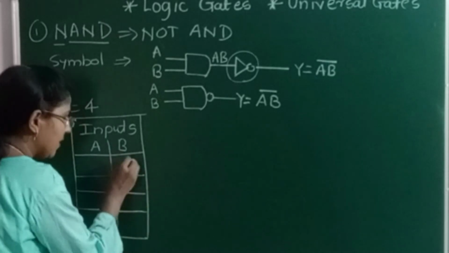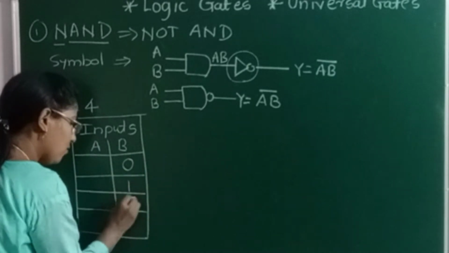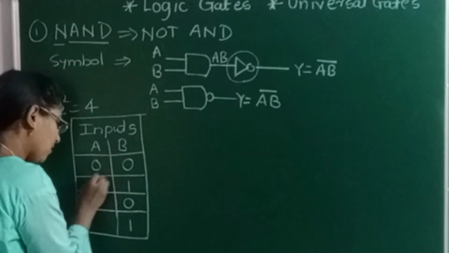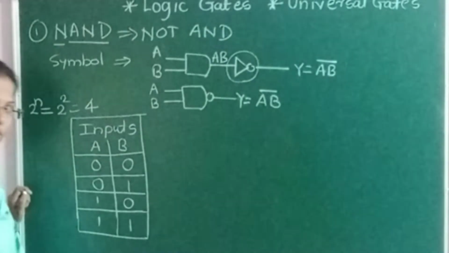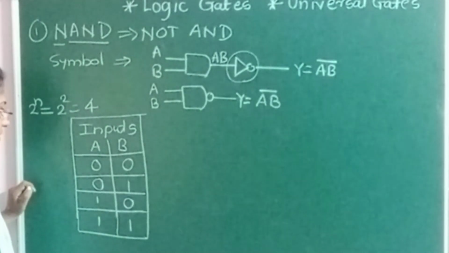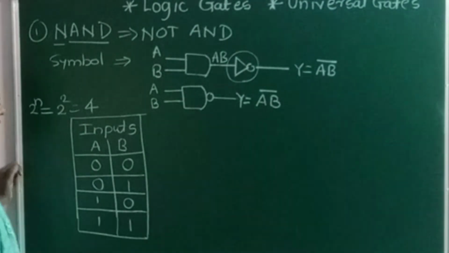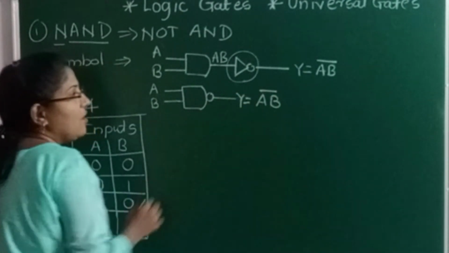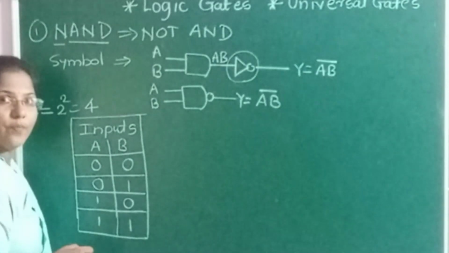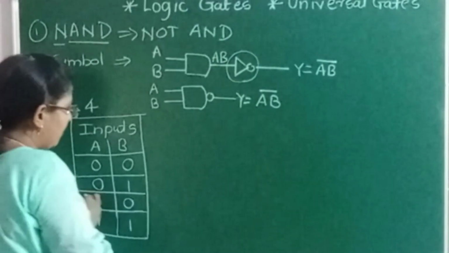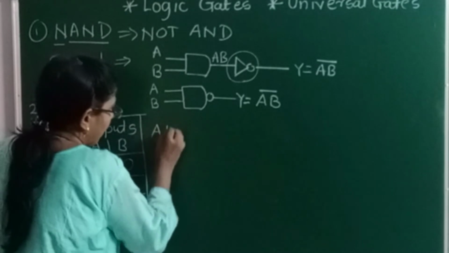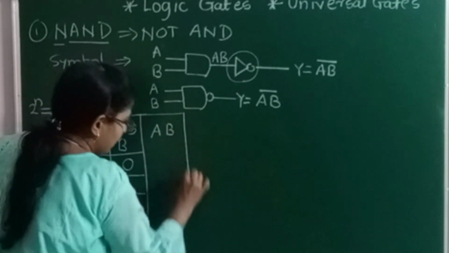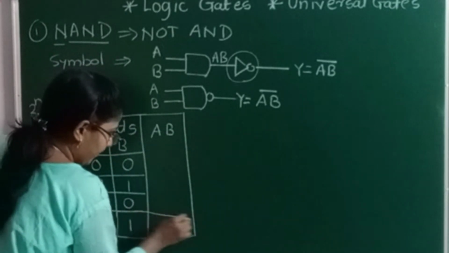How to write? 0, 1, 0, 1, 0, 0, 1, 1. So this is how you can write the 4 input combinations. Now to find out the output AB complement, first I need to find the AB. So here I will write one column. I will call it as AB.